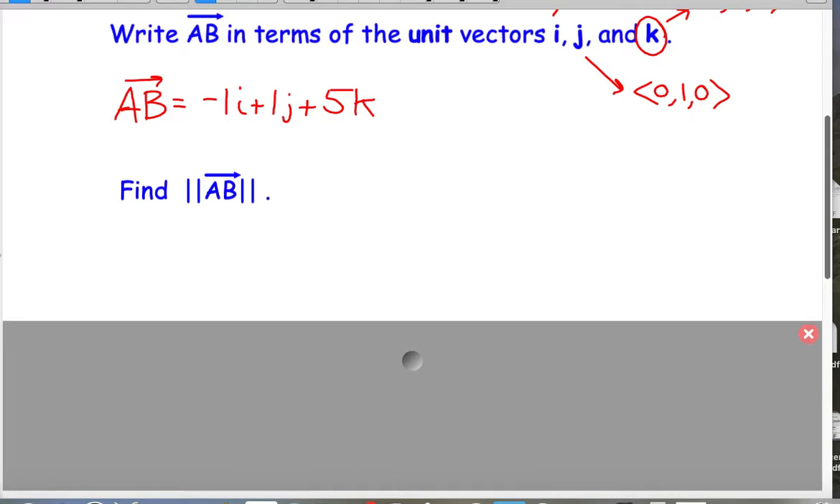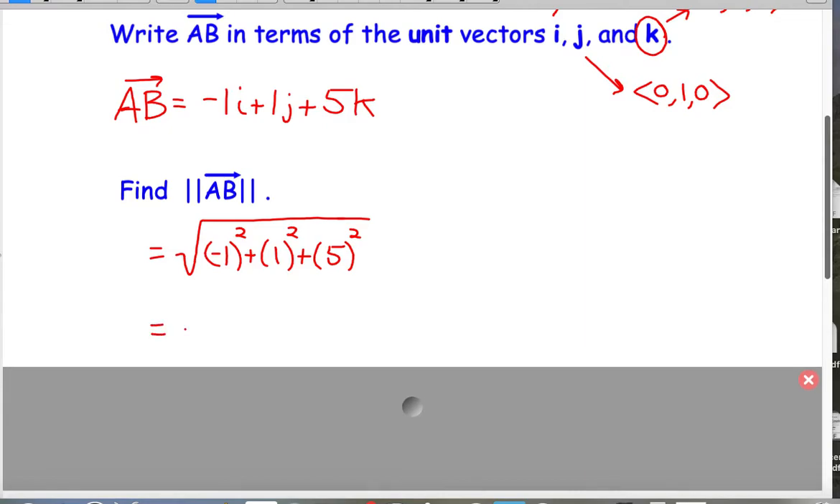Well, how did we do that in 2 dimensions? You're going to find that everything we want to do in 3 dimensions, just go back and think, how did you do it in 2 dimensions, and extend that idea. So to find the magnitude of AB, we did the square root of the x component squared plus the y component squared. So follow that pattern, the y component squared. And then, of course, we're going to add to that the square of the z component.